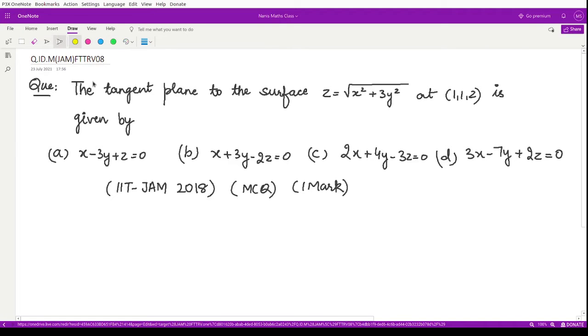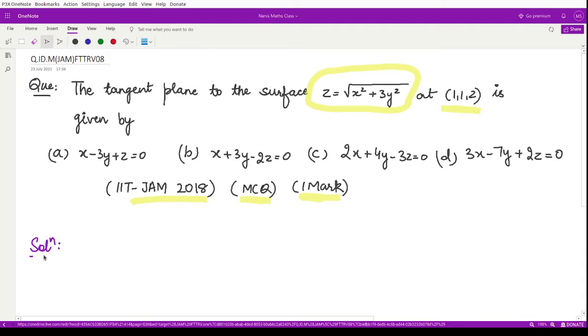In this video, we shall be taking up a question from IIT-JAM 2018 consisting of 1 mark, and this is a multiple choice question. In this question, they are asking for the tangent plane to the given surface. So this is the surface which is given to you, at the point 1, 1, 1, which is given by which among these 4? So let's get started with the solution.